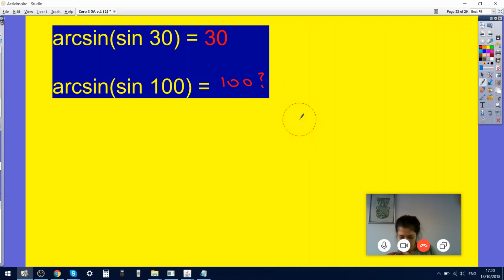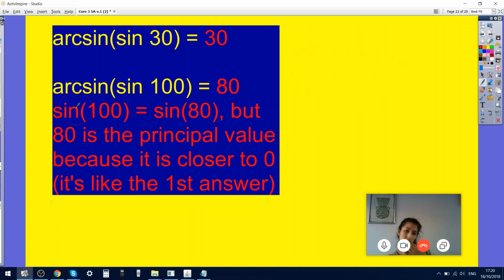Arc sine in degrees or radians. 80. Wow. Why are we getting 80? Not too sure, to be honest. It's because sine 100 equals sine 80 in the same way that cos 60 equals cos 300. It's just that 80 is the principal value because that's the one closest to 0. So that's just something to watch for in your answers. If you get something that's a bit weird, check that you might have gotten a second answer as opposed to the principal answer, the first answer.